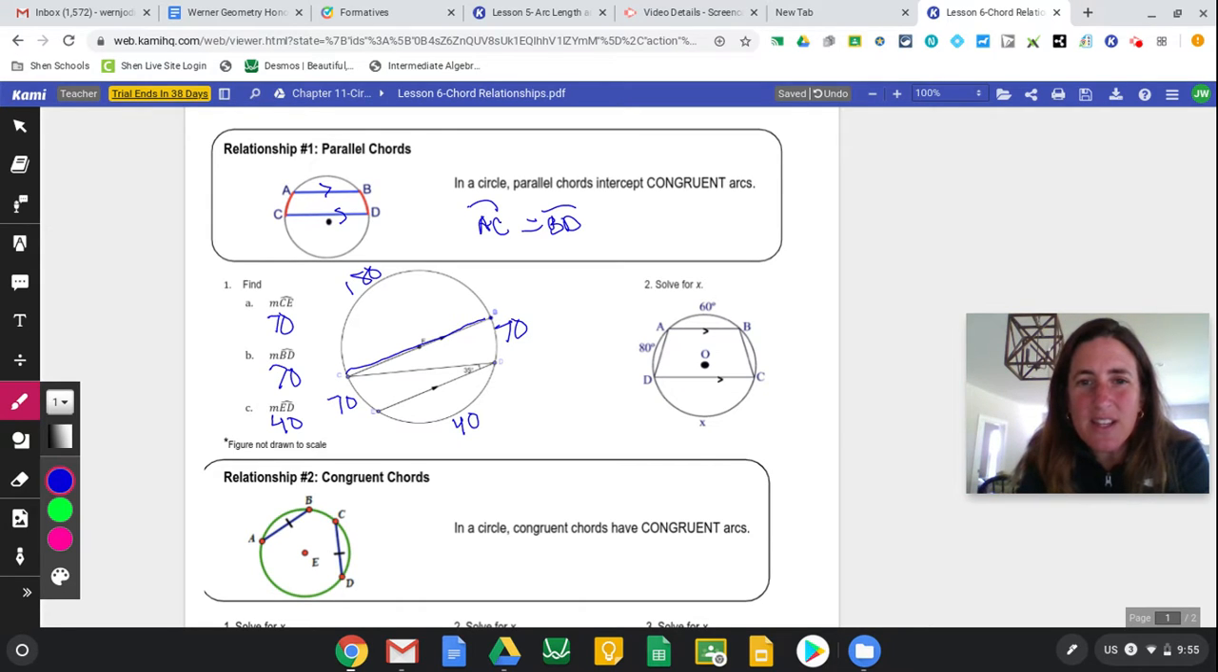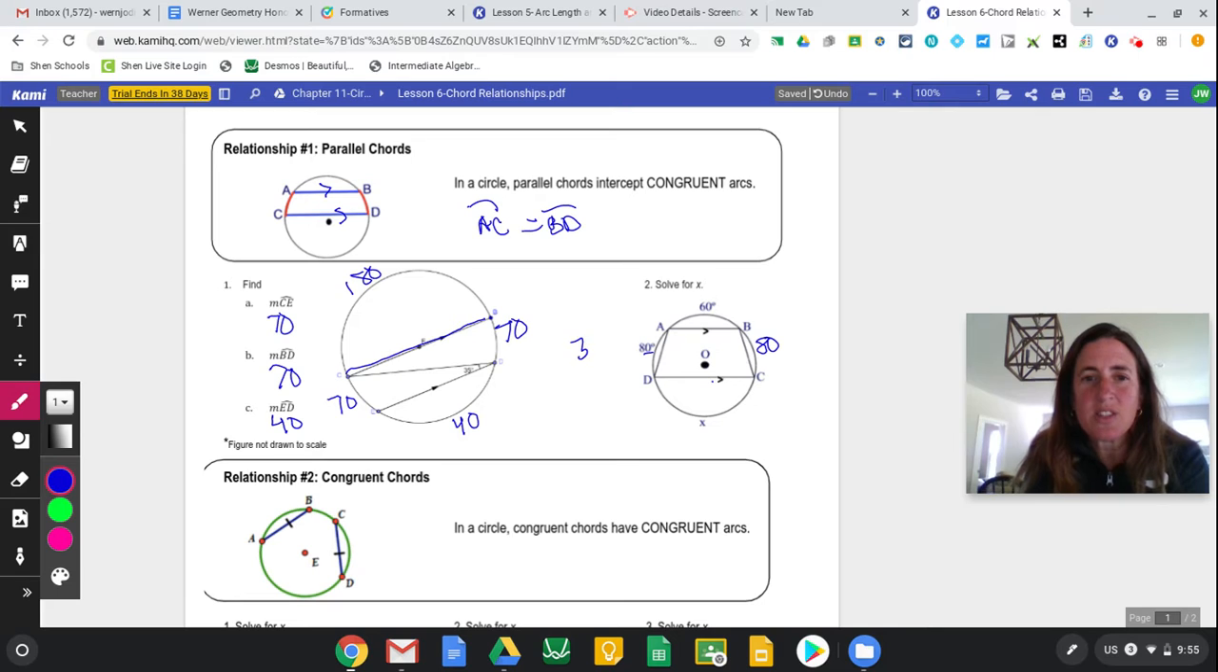Let's do another one, friends. Okay, so we have this arc up here being 60. These chords are parallel. That one's 80. Guess who's 80? The arc on the other side. Now I have 160 plus 60.